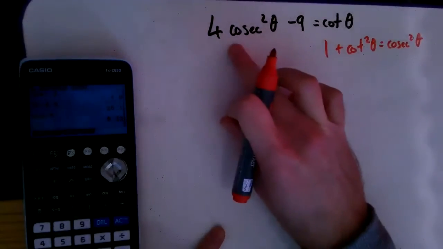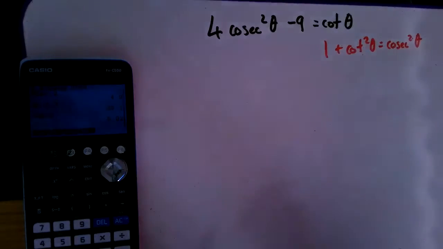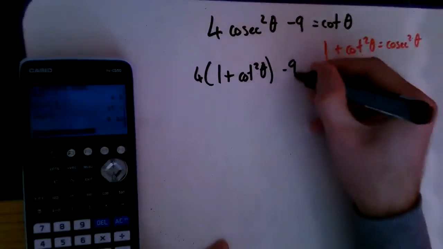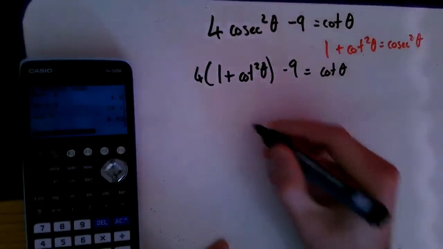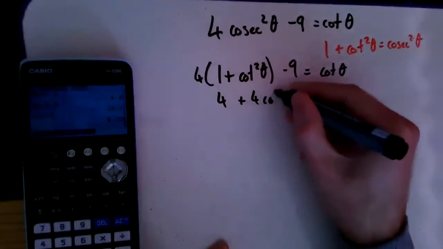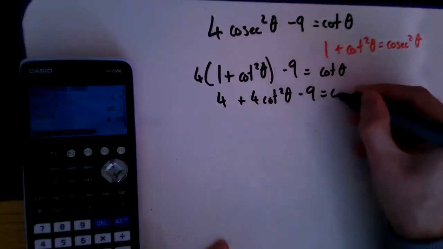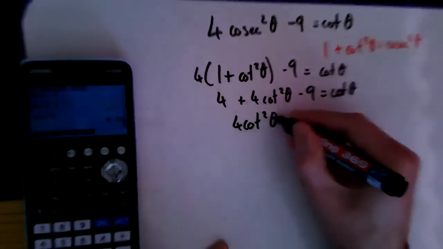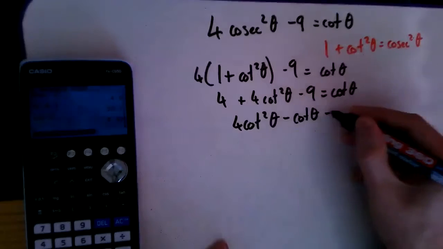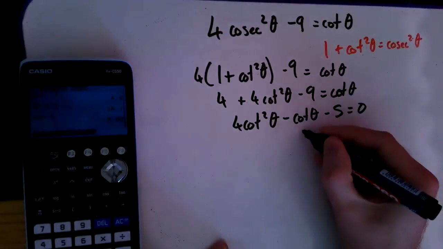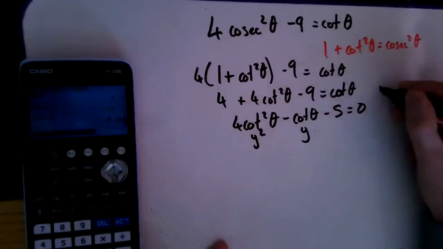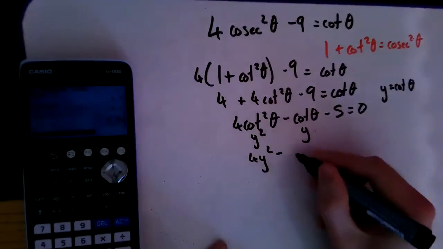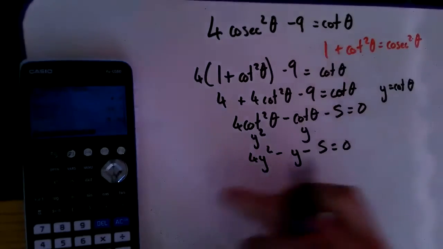So I just need to sub into there, so I need to times all this by 4. So 4 lots of 1 plus cot squared theta minus 9 equals cot theta. So 4 plus 4 cot squared theta minus 9 is cot theta. Take everything to one side, make it quadratic. Now again, this could be y, so y is cot theta. So I get 4y squared, take away y, take away 5, equals 0.